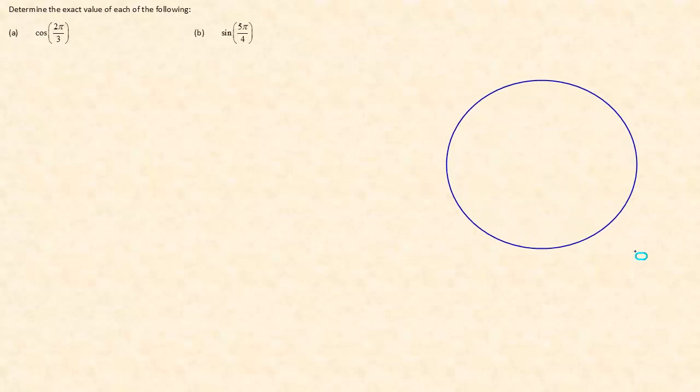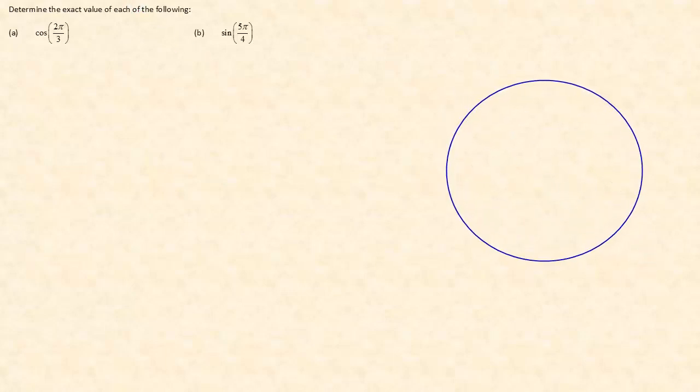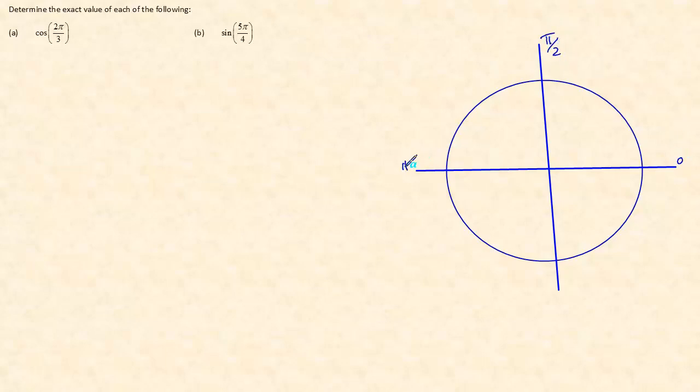We want to determine the exact value of each of the following. So I'm going to use a unit circle to help with this. So we've got 0, pi by 2, pi, 3 pi by 2, and back to 2 pi here. And remember, all of them are positive here, sine only here, tan only there, and cosine only there.